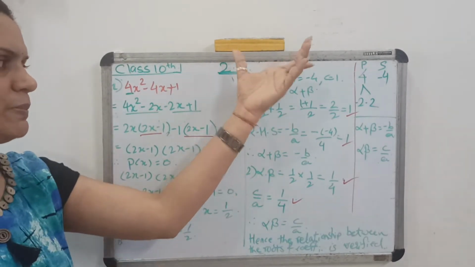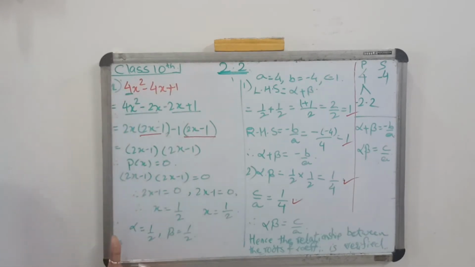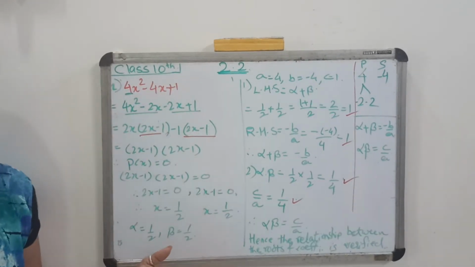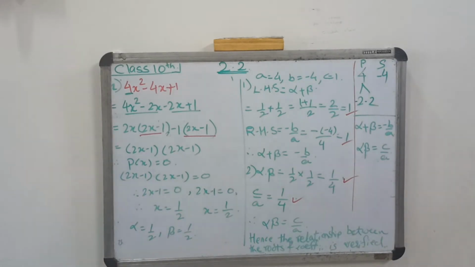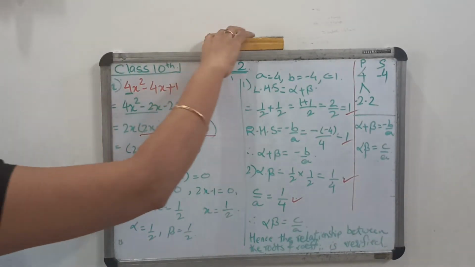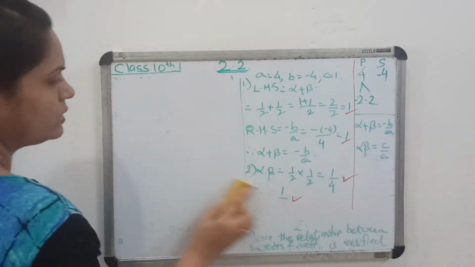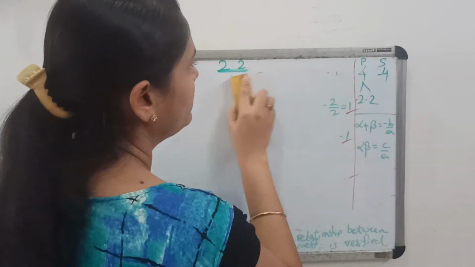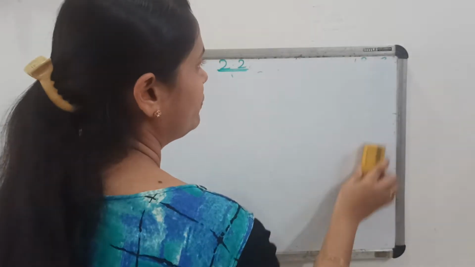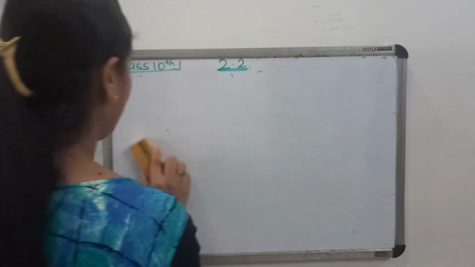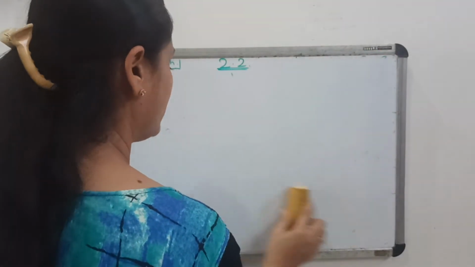The pattern is exactly the same. The only difference in all the problems will come in this part, taking out the roots of the equation. Next is problem number 3. What is the third problem? In the third problem, the terms are not given in sequence. It's not in standard form. What is the standard form? First x square, then x, then constant term.